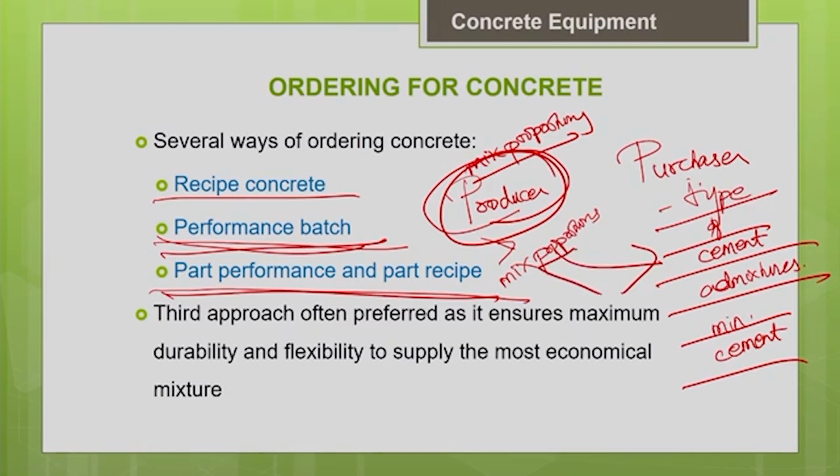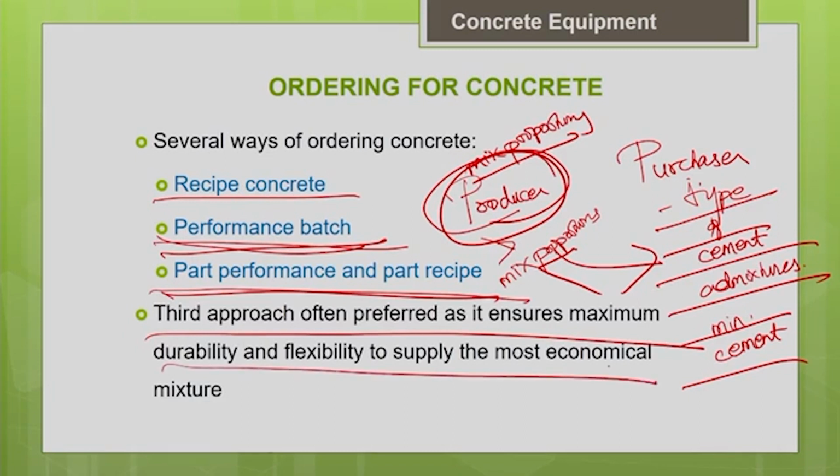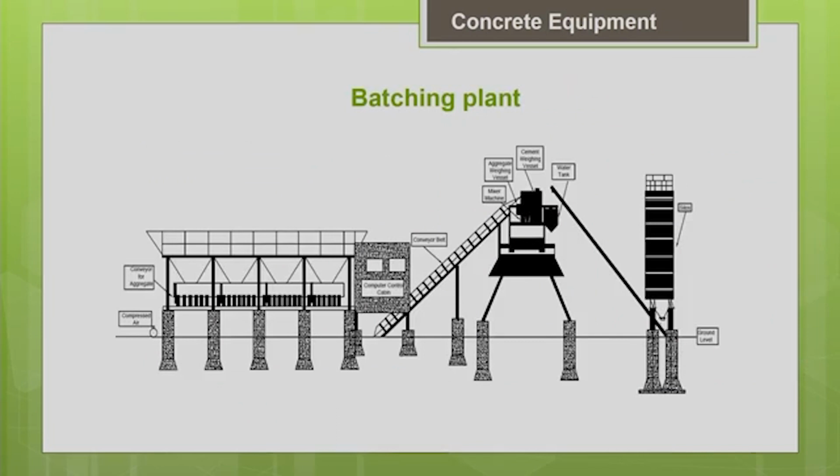So that will always result in a more economical mix. The third approach is often preferred because it ensures maximum durability and flexibility to supply the most economical mixture. So this is the one which is more commonly preferred, part performance and part recipe. That means both the producer and the purchaser should participate in the mix proportioning. They should give their input.